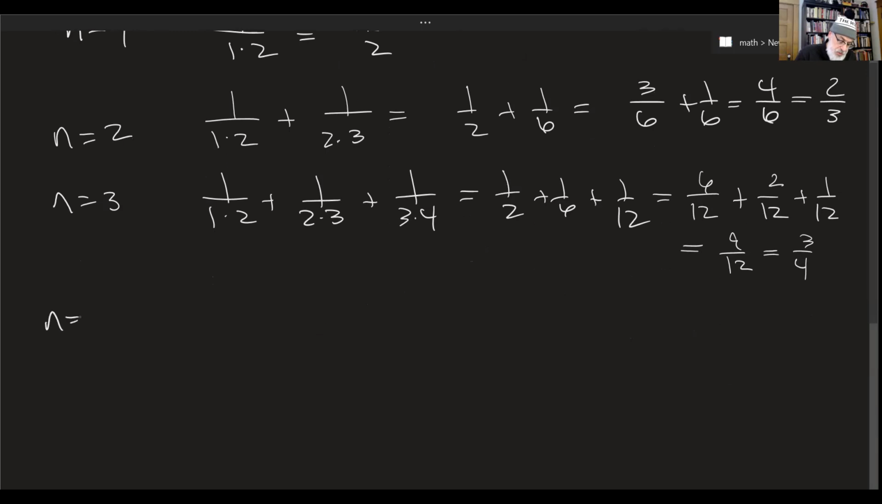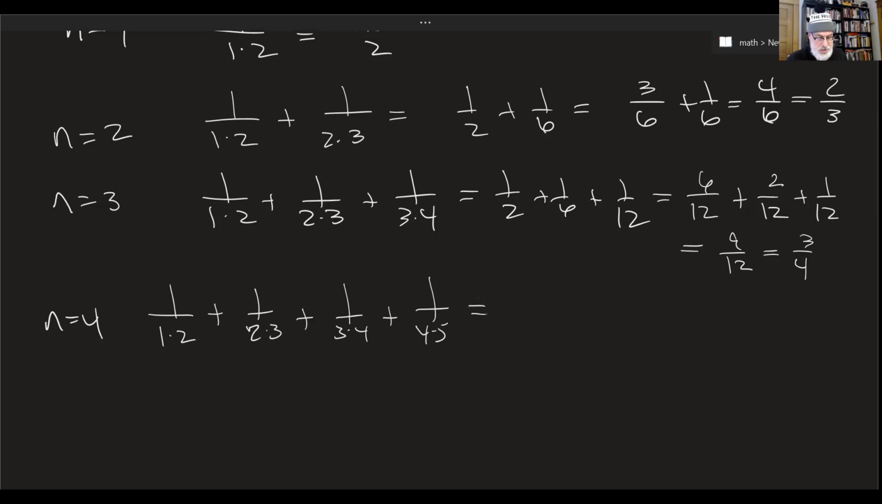So let's look at n equals 4. So that's 1 over 1 times 2 plus 1 over 2 times 3 plus 1 over 3 times 4 plus 1 over 4 times 5. Again, it's the fourth term, and the formula is multiplying consecutive integers, 1 times 2, 2 times 3, 3 times 4, 4 times 5. Again, n times n plus 1. So we know this is 1/2 plus 1/6 plus 1/12 plus 1/20. All right, so now we get a common denominator here.